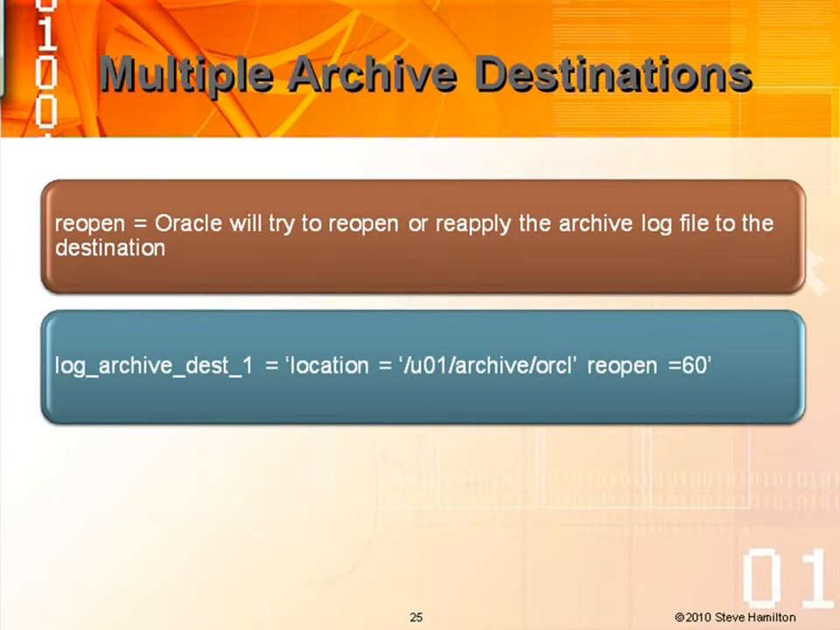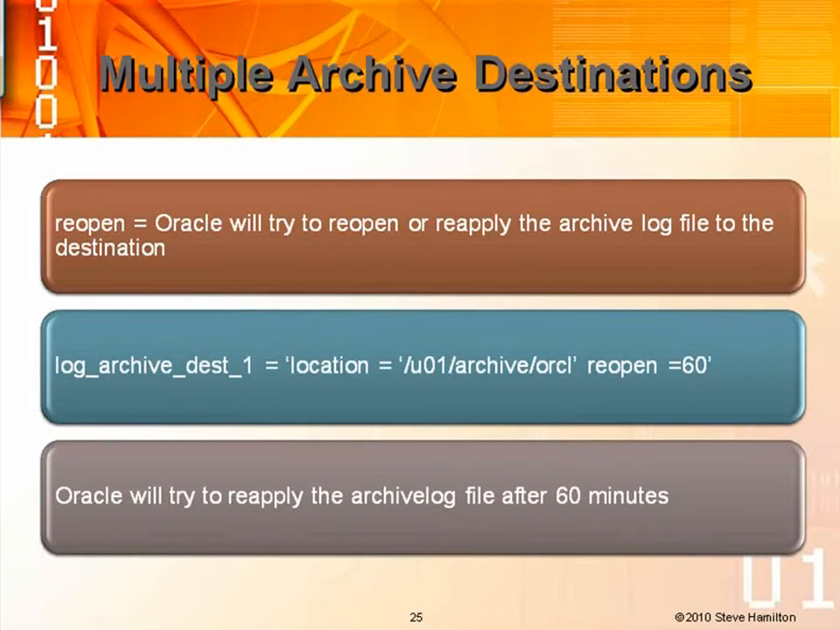We also have the ability to say reopen. Reopen means we're going to try every 60 seconds to reopen this destination. If for some reason the archive log destination is unavailable, we will continue to try to reopen. We could have this parameter set to mandatory and reopen, which means every 60 seconds we're going to try to rewrite to this destination. This is a little bit different than delay. If the file system was unavailable, we will continue to try it. With the delay, out of the gate, we are going to delay writing for a period of time.